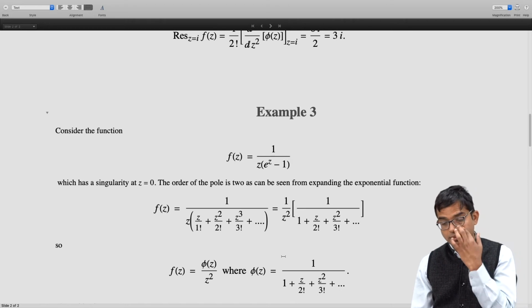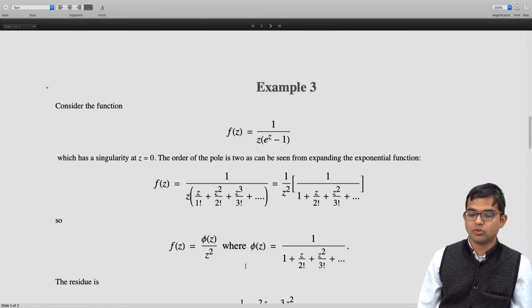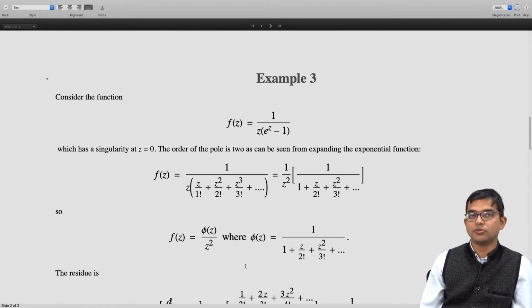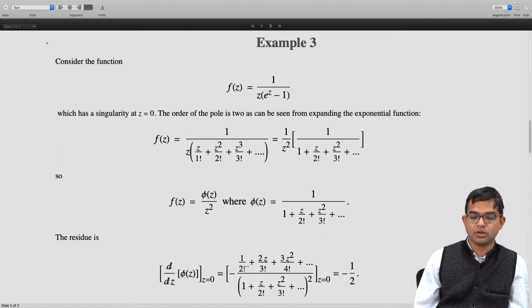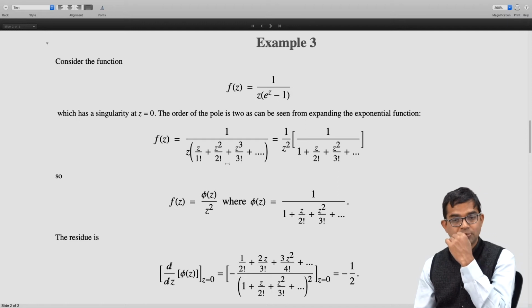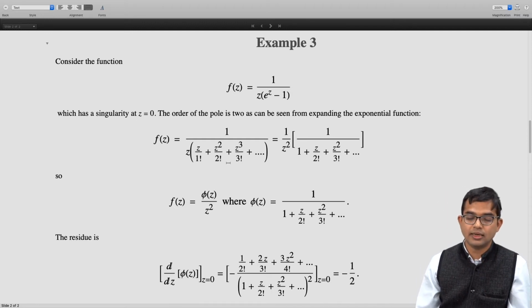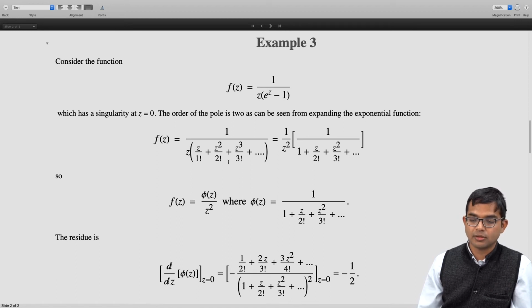Right? Which you can see by checking, by directly putting z equals 0, it will just be 1. So this function phi of z is 1 over 1 plus z by 2 factorial plus z squared by 3 factorial and so on. So now this function, you can take a derivative of this, right? So we go back to our description. Since it's a pole of order 2, you have to take a derivative of this function and then put z equals 0.